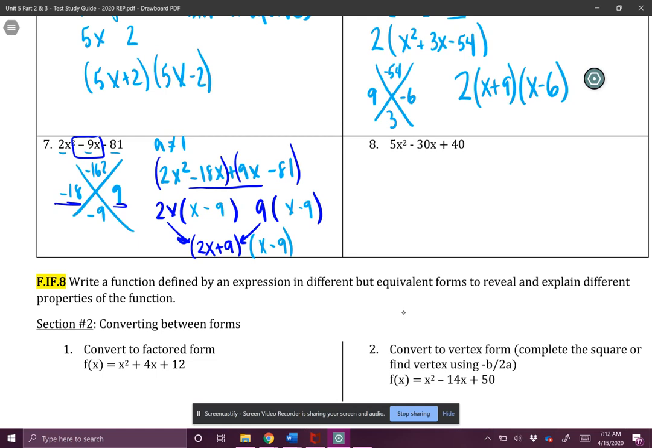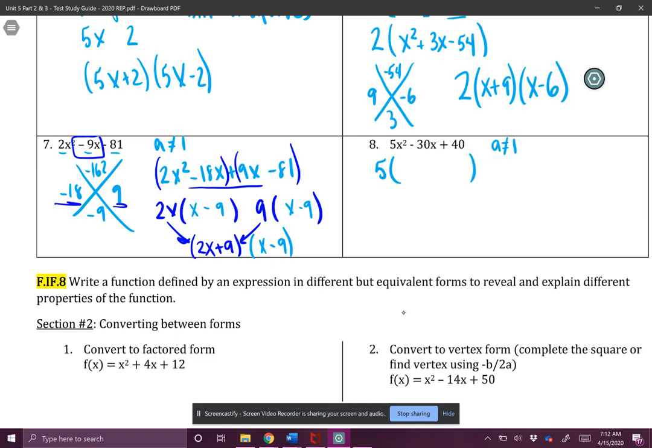Number 8, when I'm looking at this one, again, I notice my a value is not equal to 1, so I'm going to try and simplify that problem. It's great because 5 happens to be the GCF between all 4 of those terms. So let's factor out a 5 from our trinomial.